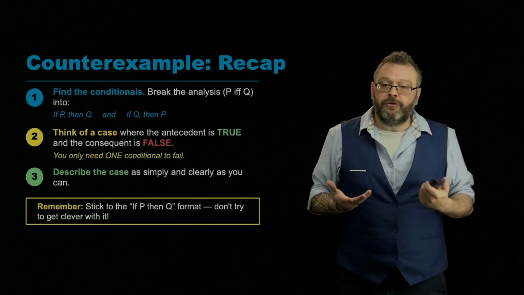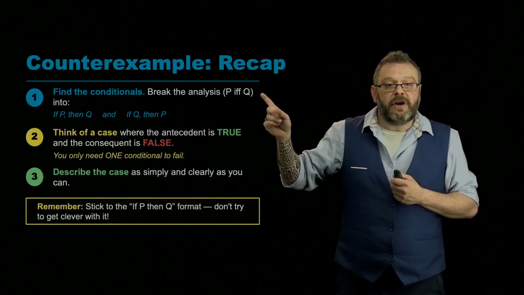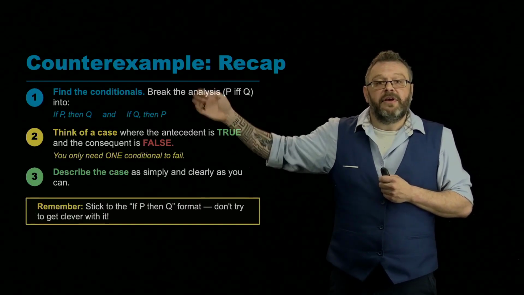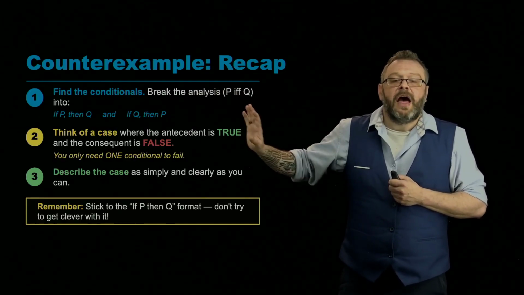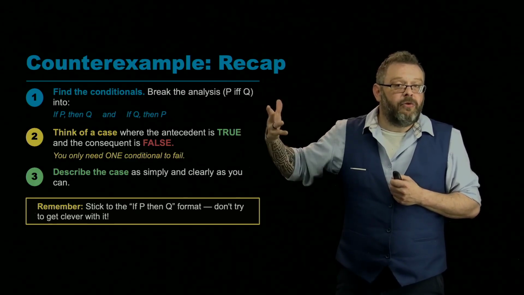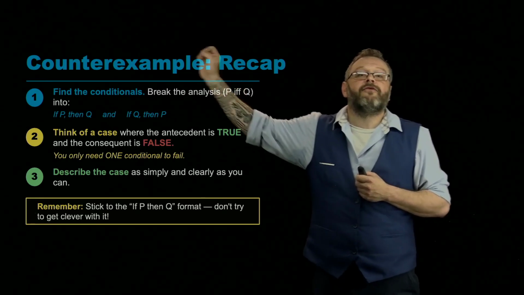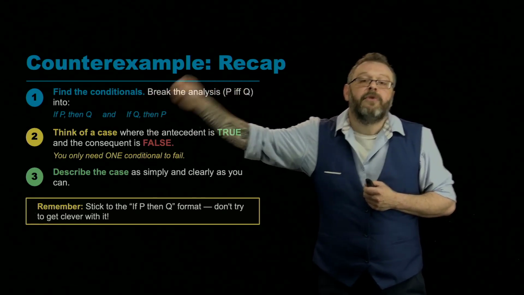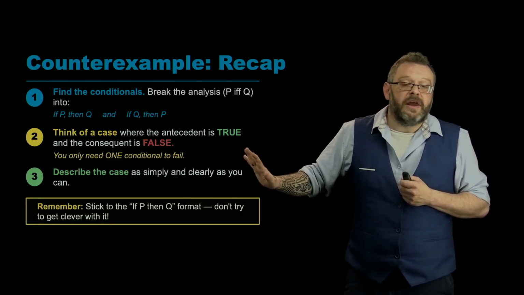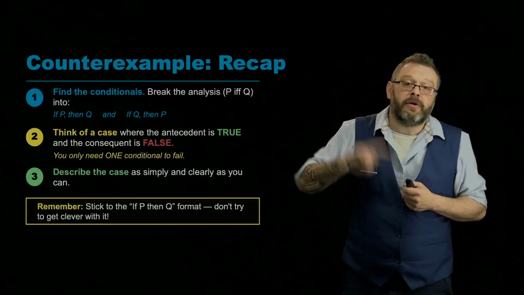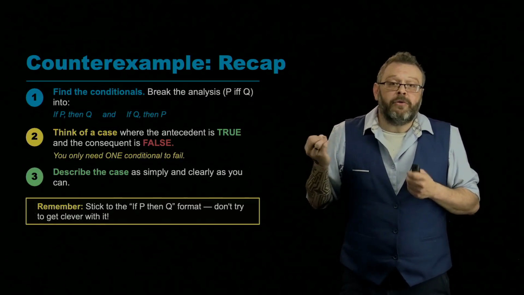So again, all we have to do is find the conditional. If we've got an analysis, an if and only if statement, it'll be if box then circle, and if circle then box. And once we have our conditional or conditionals, our if-then statements, we want a case where the front part is true, but the back part is false. And then we just want to describe it. And that can just be one word, like broccoli, or maybe it takes a little bit more description, but that's all there is to it.